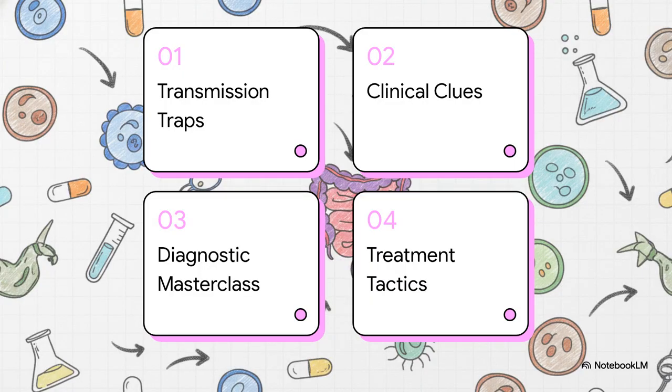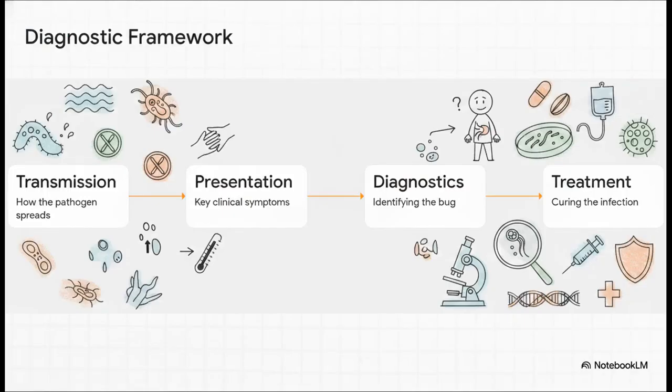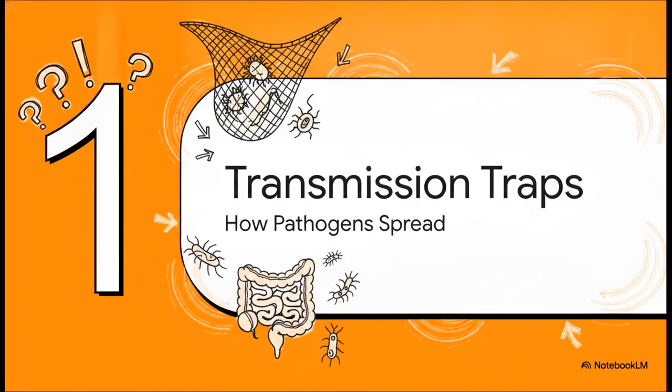We've got a 4-part syllabus today. Transmission traps, clinical clues, our diagnostic masterclass, and finally, treatment tactics. Now this 4-step sequence isn't just a basic agenda for this explainer. It's actually the exact methodology you're going to use as a resident or a practitioner when you're evaluating these easily confused pathogens. By really sticking to this framework, transmission, presentation, diagnostics, and treatment, you're building this mental scaffolding. And that's exactly what lets you confidently deduce the right answer on any board exam and, more importantly, out there in the actual clinic.